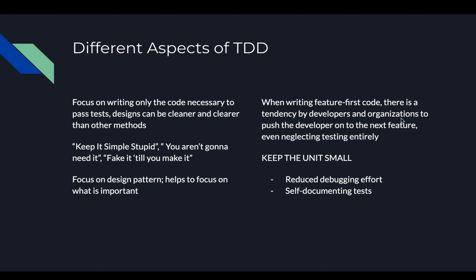Okay, so what I'm going to be talking about is the different aspects of test-driven development and the different kind of styles that are within it and different conventions that are generally followed within test-driven development. TDD, as another way of calling it, is when you focus on writing only the code necessary to pass tests written by the developer. And by doing this, the designs can be cleaner and clearer than other methods of development.